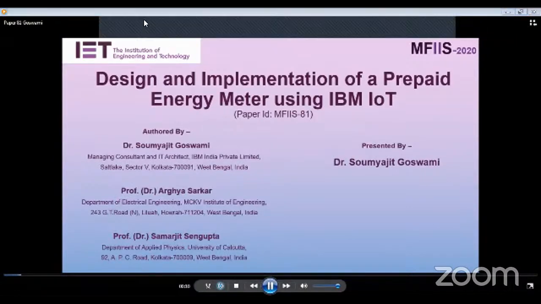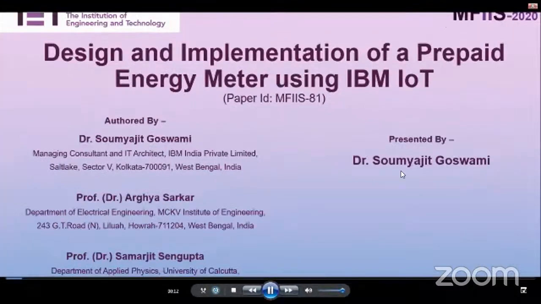Myself, Dr. Shomojit Goswami. I am the Managing Consultant and IT Architect in IBM India Private Limited. Today, I am going to talk about our paper called Design and Implementation of a Prepaid Energy Meter using IBM IoT.